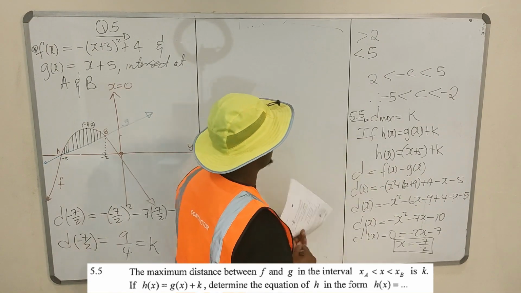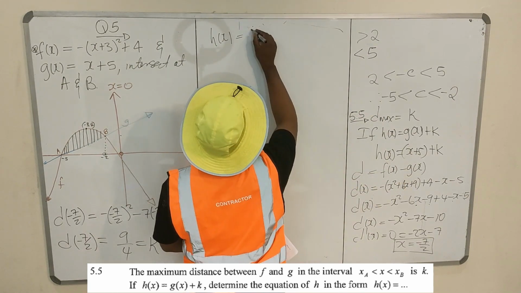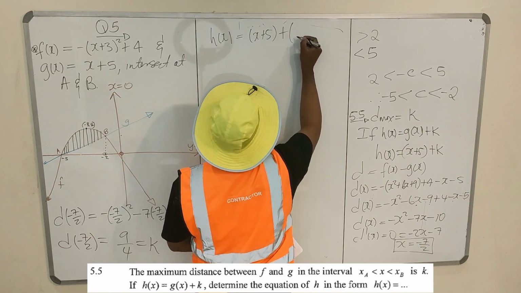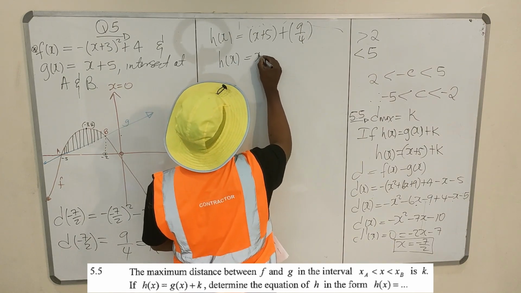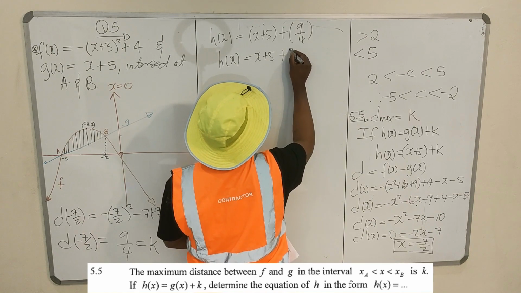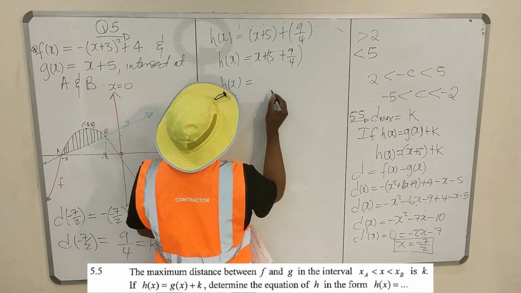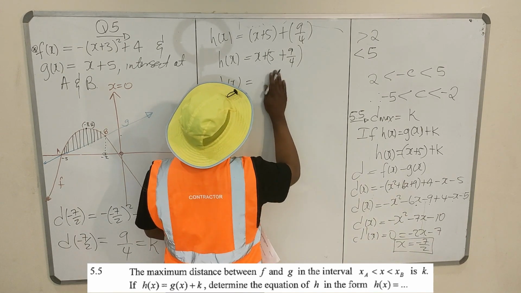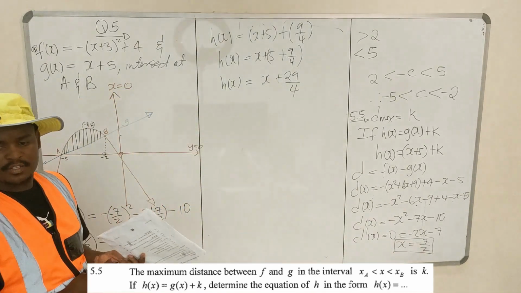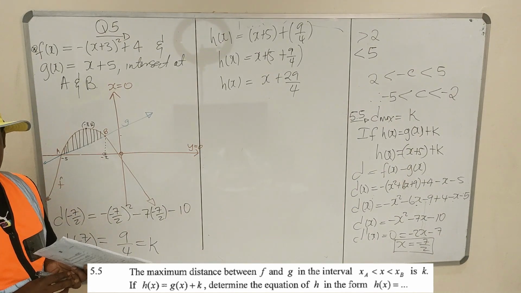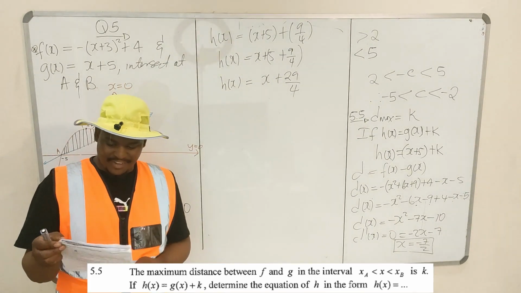Now to find h, your h of x is equal to g of x, which is x plus 5, plus k, which is 9/4. So h of x is equal to x plus 5 plus 9/4. Add these two, and h of x is equal to x plus 29/4. So that's the equation for h. Clear? So we're done with question 5. We'll go to question 6. This is the financial maths.